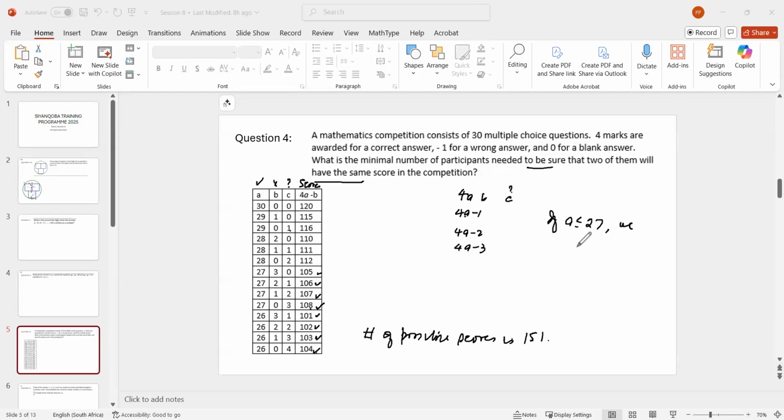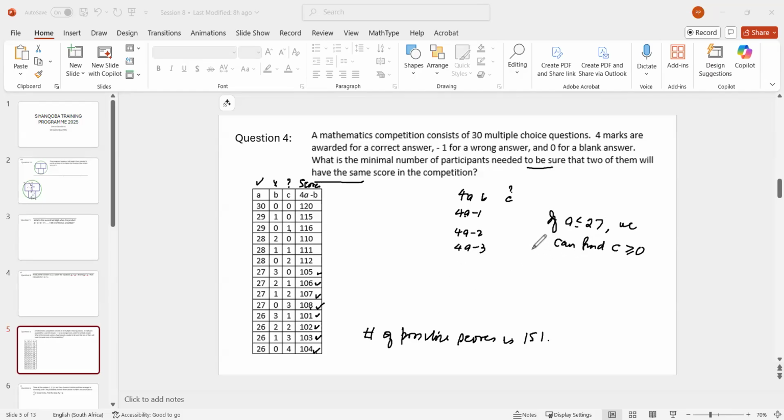we can find a positive C. C needs to be a positive number. Right? All these are positive integers. Right? But if it's less than 27, you can find it. But you can't necessarily find it when A is 28, for instance. See?